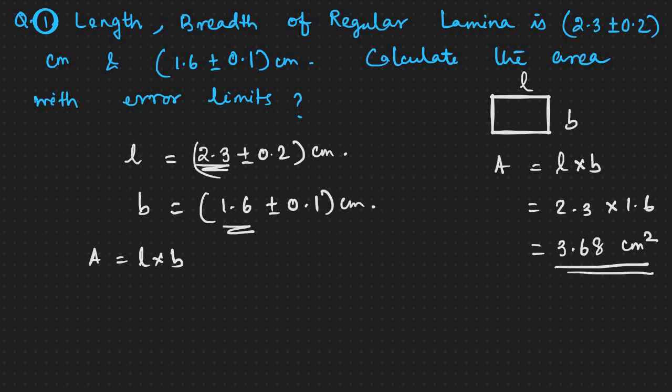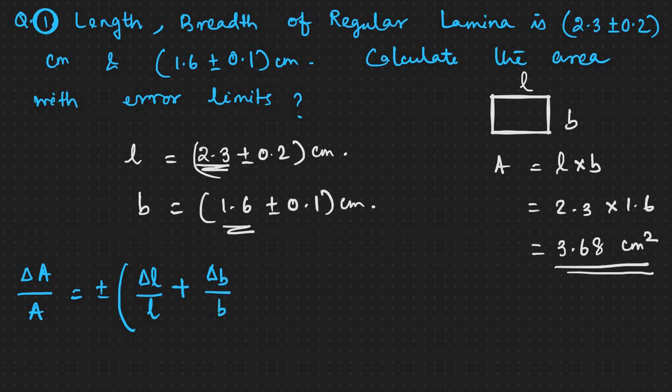Okay, after that we will go to the error calculation. What will we need to do to calculate the error? I am writing this in another color so that the error is clear to you. So the error will be del A by A, correct? And it will be plus minus a bigger bracket, del L by L plus only plus, because it is being multiplied, so only plus it will be. Okay, so plus del B by B, right?